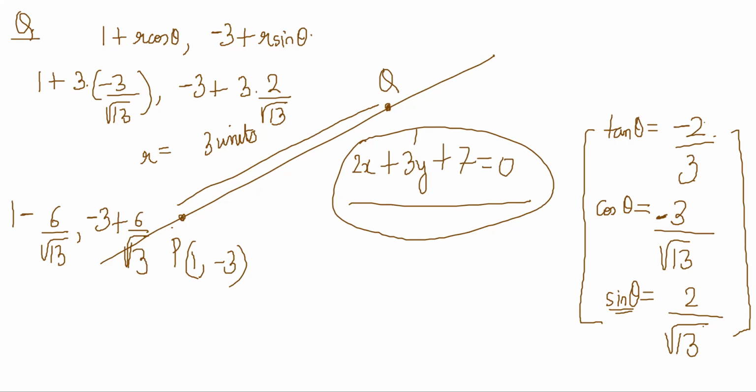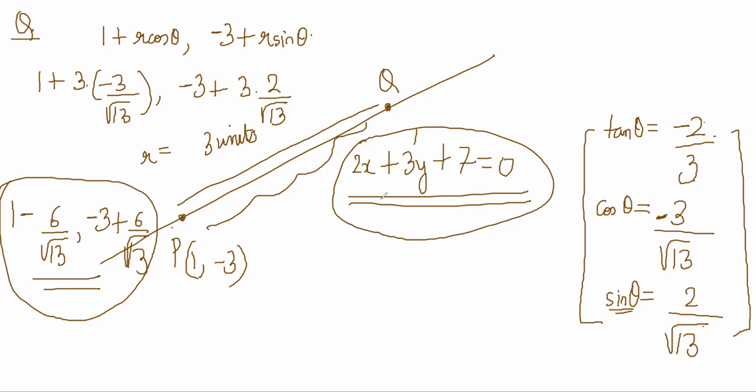This is parametric form. You have to apply it. The reason it is being asked is so that you know how to apply parametric form. If the slope is known from the equation, then tan theta is known, so you can find cos and sine. After that, to go from this point P to point Q, P is given, so Q will be 1 plus r cos theta and minus 3 plus r sin theta.